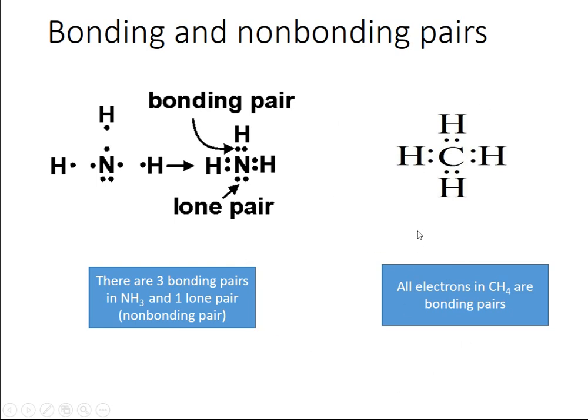So some important terms are a bonding pair and a lone pair. A lone pair sometimes is known as a non-bonding pair. So you can see this pair of electrons is within a chemical bond, so we call it a bonding pair. This pair of electrons is not in a chemical bond, so it is a lone pair. As you can see here, all the electrons here are bonding pairs, while here it's only 3 pairs of electrons that are bonding and 1 is a lone pair.